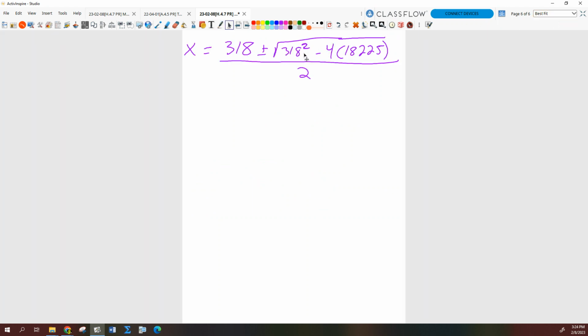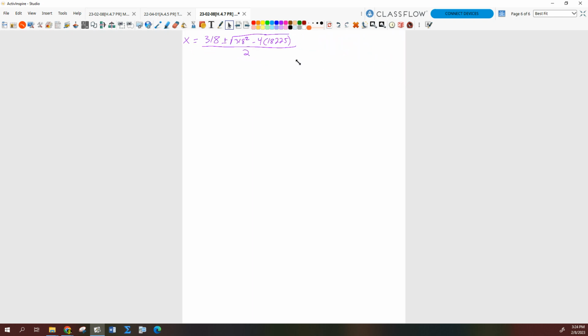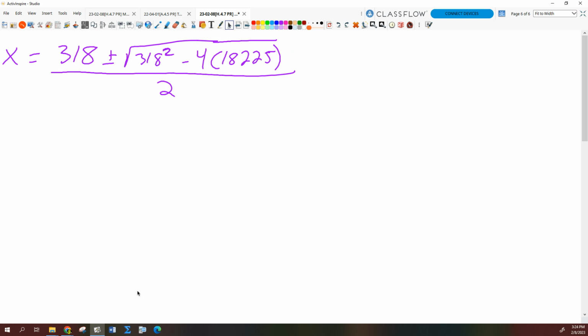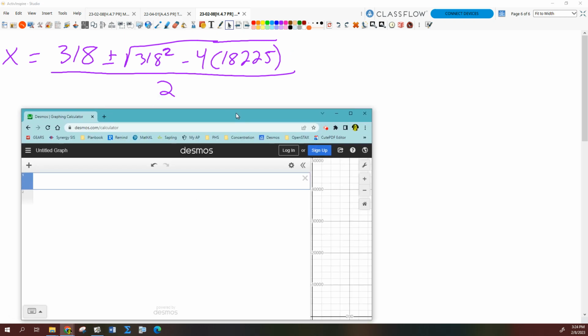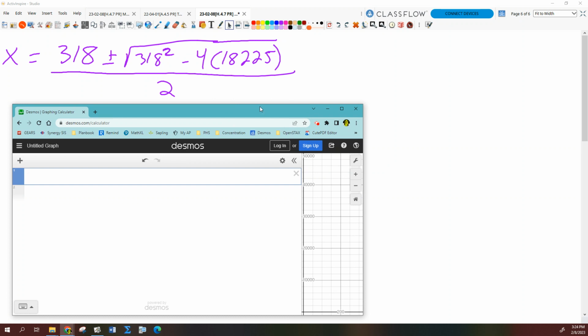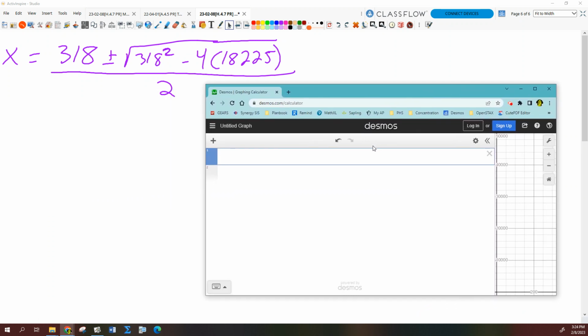That was the only one I knew how to do. Okay, so let's try this out then. So we've got $318 plus or minus. I'll do plus first. You can't do plus and minus both when I'm evaluating. I'll have to just copy and paste.